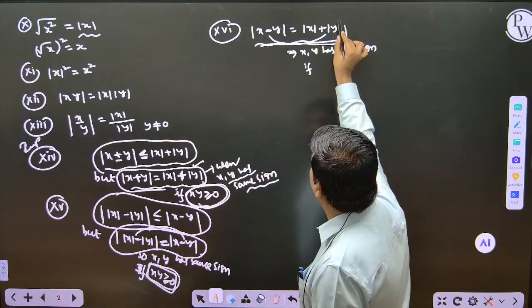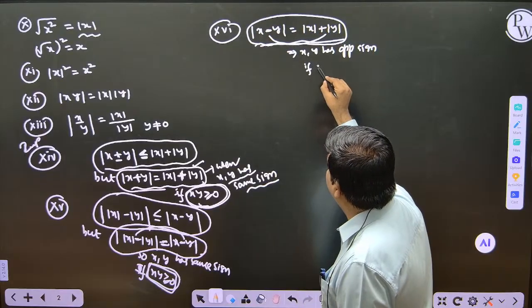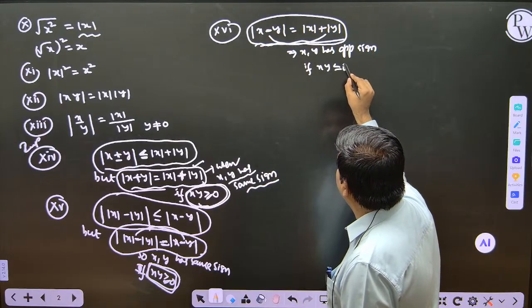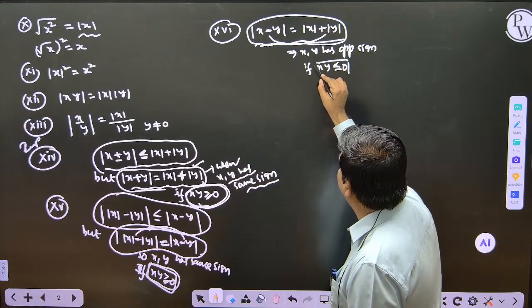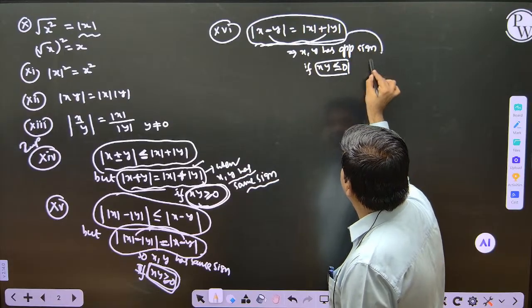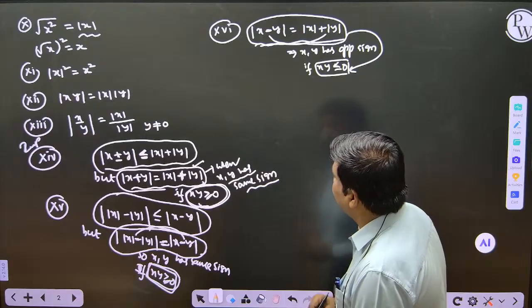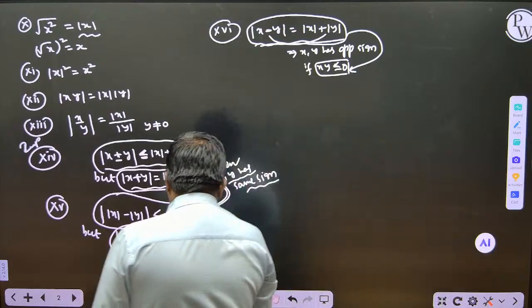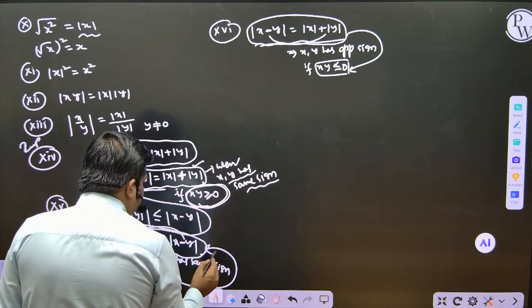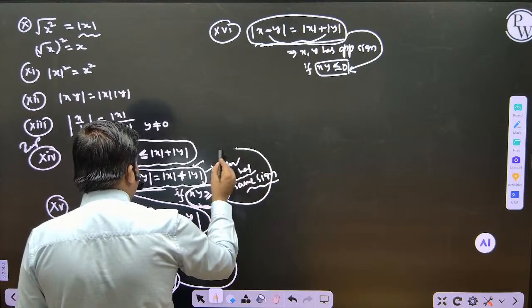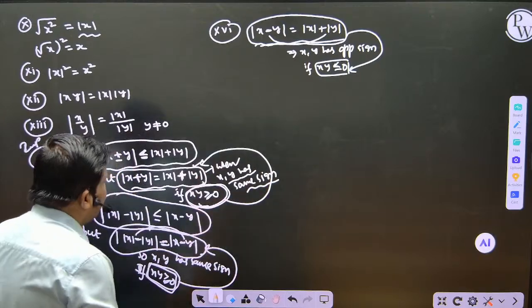This equality holds if xy is less than or equal to 0. Now, these are the conditions for this equality. This is also a condition for this equality, and this is also a condition for this equality. So what are the three conditions?